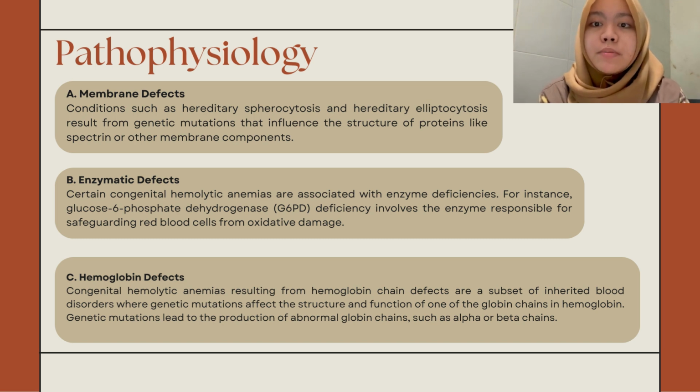Third, hemoglobin defects. Congenital hemolytic anemias resulting from hemoglobin chain defects are a subset of inherited blood disorders where genetic mutations affect the structure and function of one of the globin chains in hemoglobin.